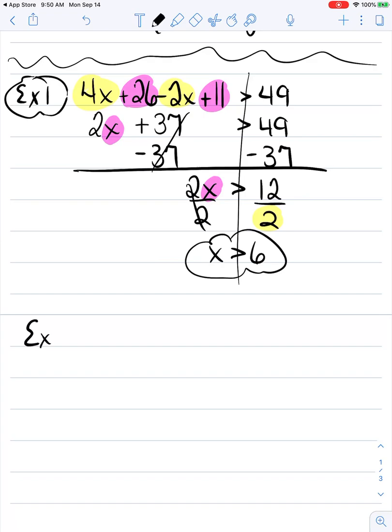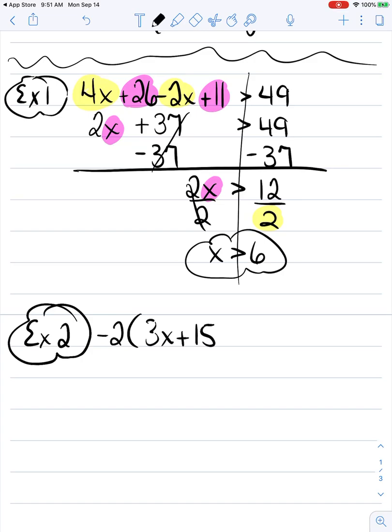Example 2. So let's take a look at negative 2 times 3x plus 15 is less than or equal to 42. So again, I'm going to talk through my steps. First, I don't see fractions or decimals. However, I do, for the second step, see the distributive property. So I'm going to do that first. Also, I'm going to split this. So I'm going to bring down my less than or equal to 42.